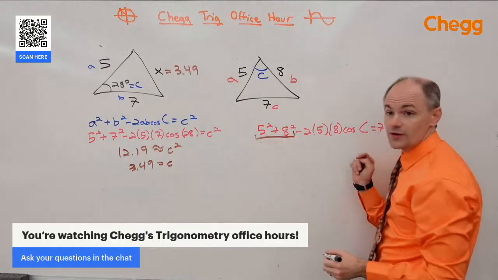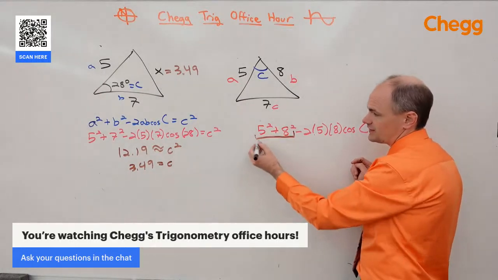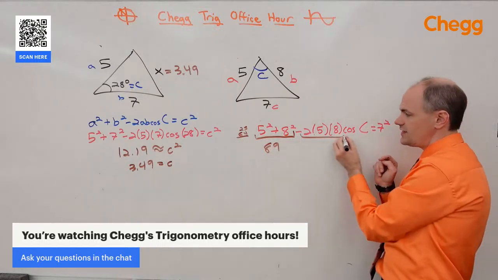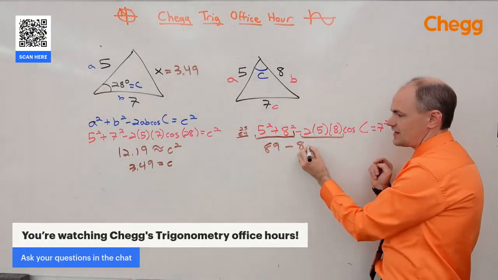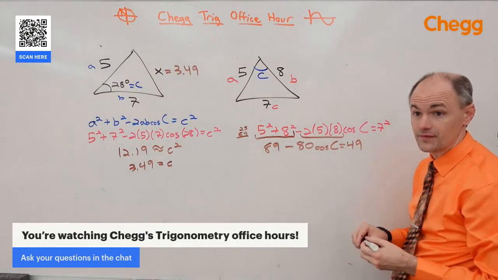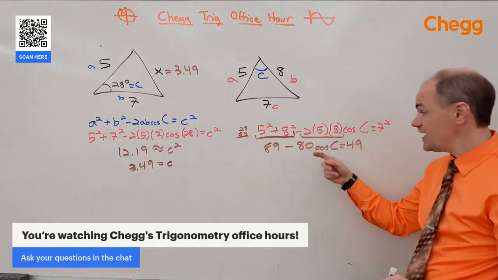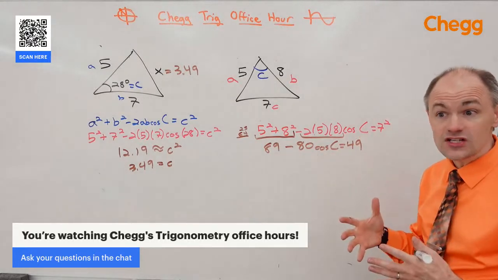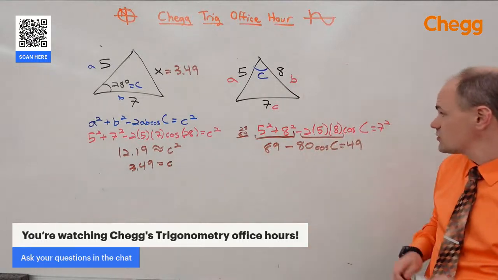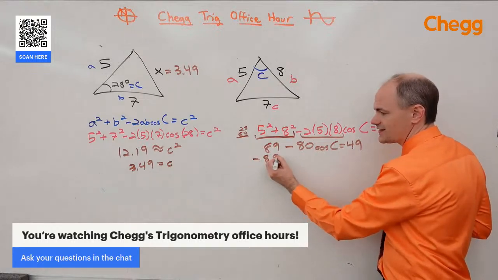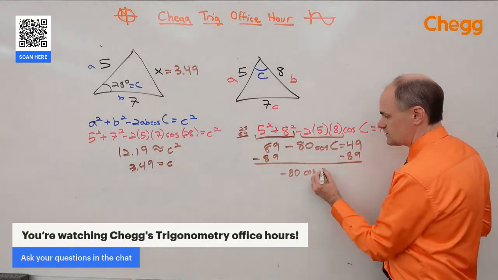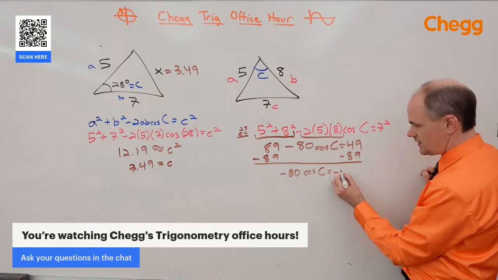So I can do these, 5 squared plus 8 squared. That's 25 plus 64. What is that, 89? And then I can do these, minus 2 times 5 times 8, that's negative 80 cosine of C equals 7 squared, which is 49. But I can't combine the 89 with the 80 because the 80 has a cosine on it. They're not like terms. We cannot combine things that are not like terms. So instead, we have to simplify this, solving it using our old solving methods where we subtract the 89 from both sides. And I get negative 80 cosine of C is equal to negative 40.